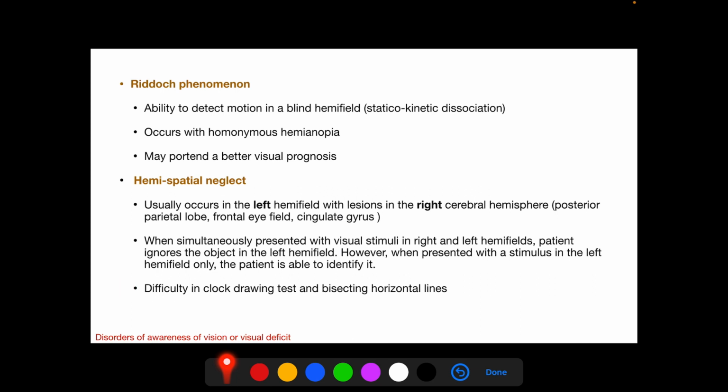In the clock drawing test, the patient is asked to draw the hours of a clock and to represent a mentioned time, and the patient may draw one side of the clock and not draw the other side. And when asked to bisect horizontal lines drawn on a paper, the patient may not be able to bisect them accurately.